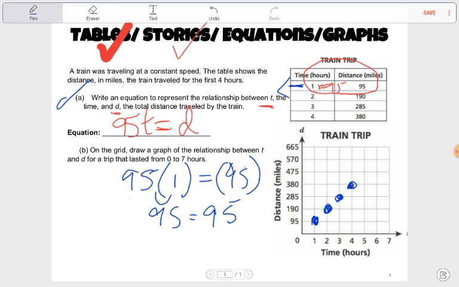But they don't give us 0, 5, 6, or 7. But that's fine because we can just fill in the blanks. We know that this train is traveling at a constant rate. So we can put dots everywhere else as long as it's in a constant rate. And as long as your graph looks like that, then you are good to go.